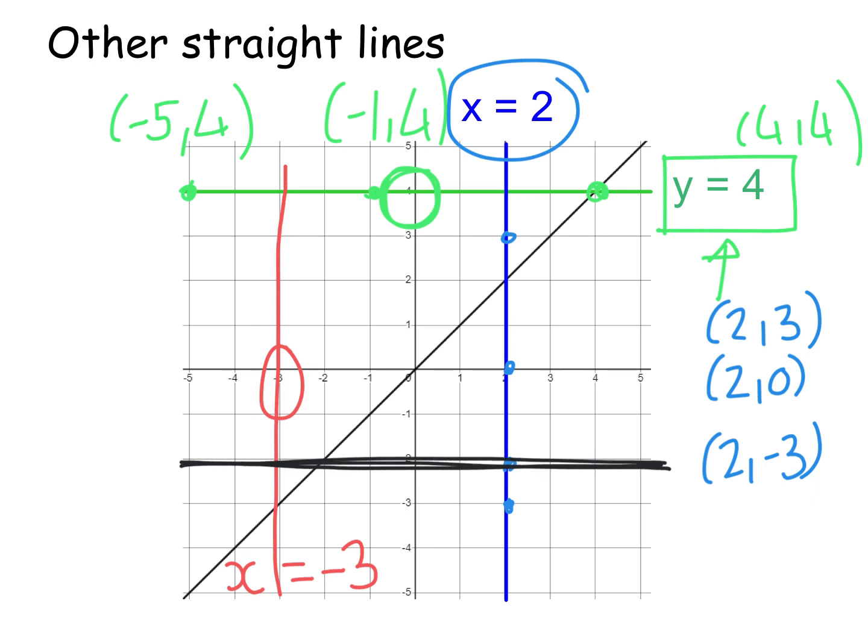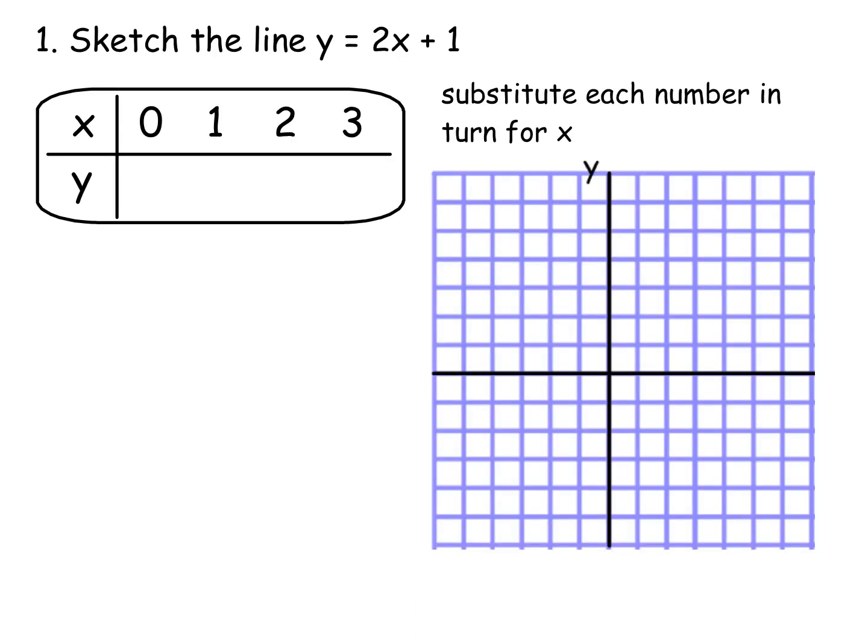That is going through 2 on the y-axis. So that would be called y equals 2. Easy one, wee mark if you remember it. Right, let's get to the proper part of this video, which is sketching these straight lines.